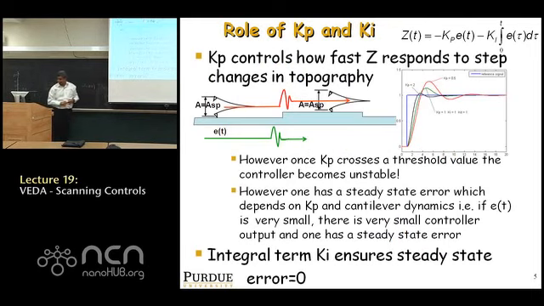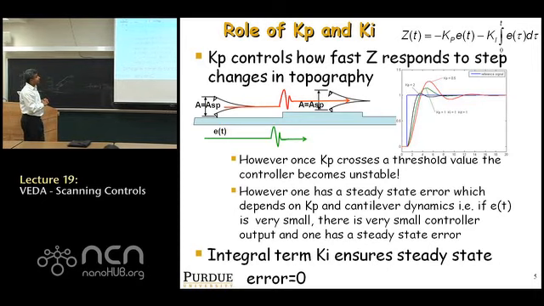Okay? So let's try to give you a brief idea of what Kp and Ki do. On the top right, you see the general expression for how the Z piezo moves in response to an error signal e(t). The first term is proportional, and it's trying to push the Z piezo to move proportional to the error signal. The greater the error signal, the faster the Z piezo is going to move or respond. Okay, see what I'm saying?